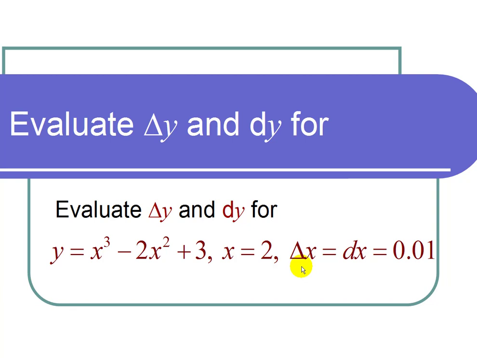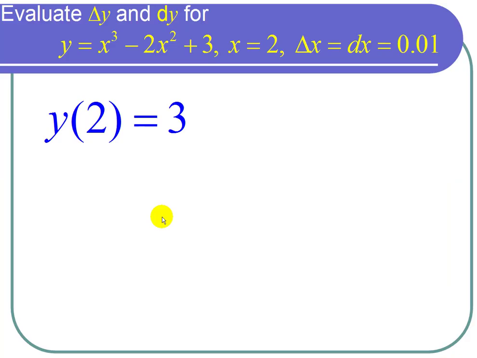So let's start with our delta y. And our delta y is the same thing as y of the final number minus y of the initial number. The initial number is 2, and I plug in 2, and I get 8 minus 8 plus 3, which is 3. Then I also need to plug in 2.01.